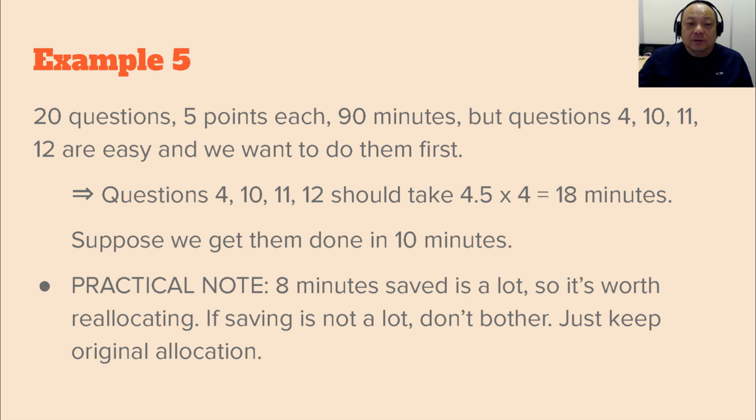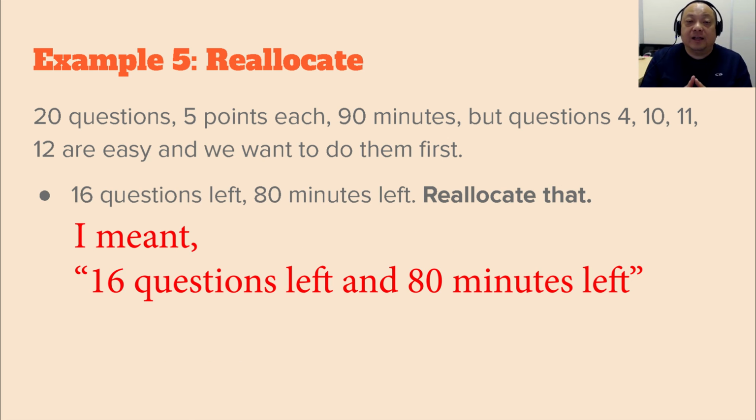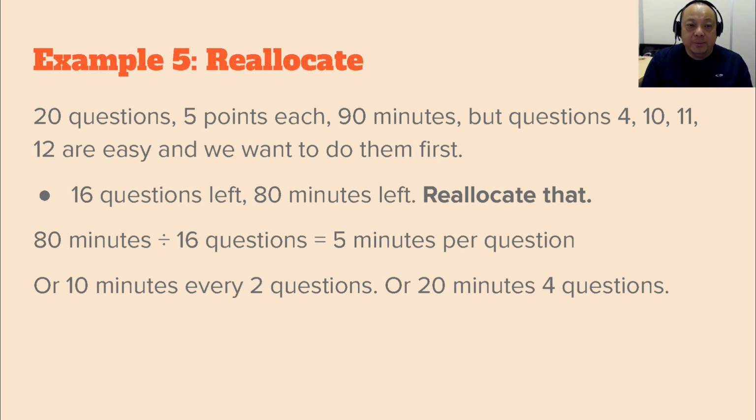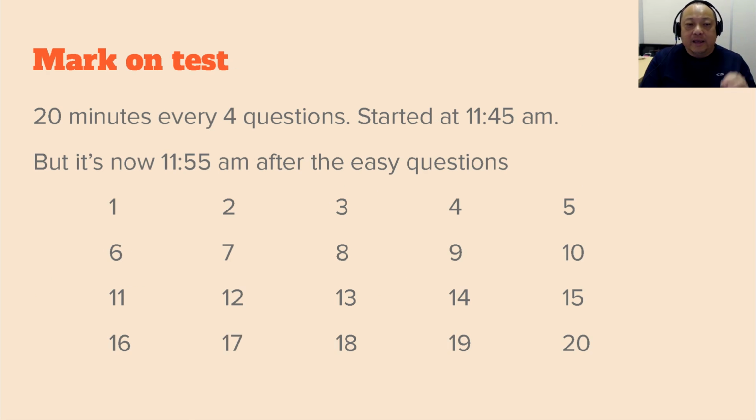But in this example, I'm reallocating the rest of the time to the rest of the questions. There are 16 questions left and 80 minutes left. Allocate that. 80 minutes divided by 16 questions equals 5 minutes per question. That's our new pacing, 5 minutes per question. Or we can do 10 minutes every 2 questions or 20 minutes every 4 questions. Then we mark on the test accordingly.